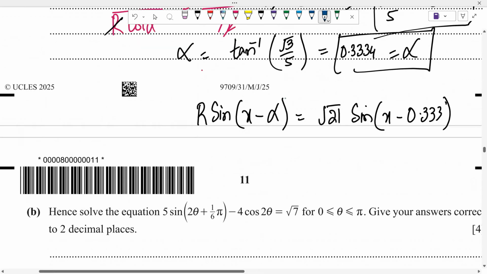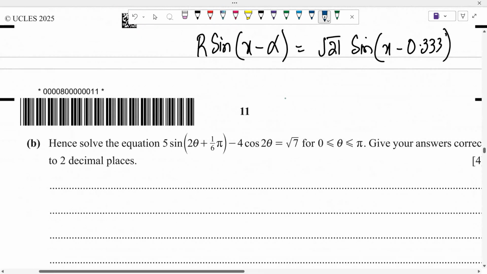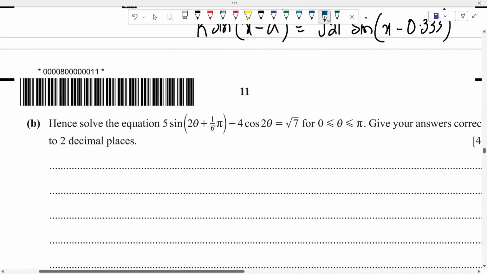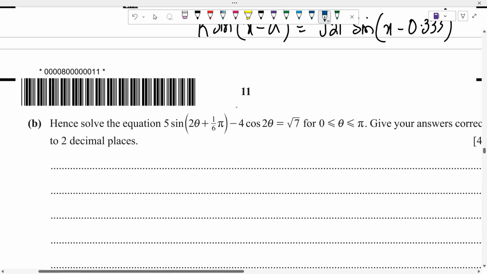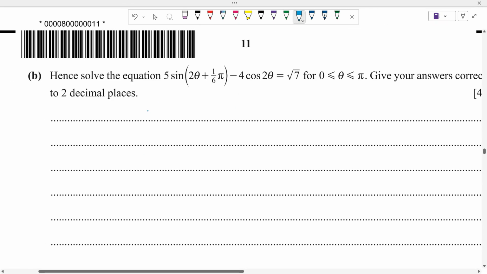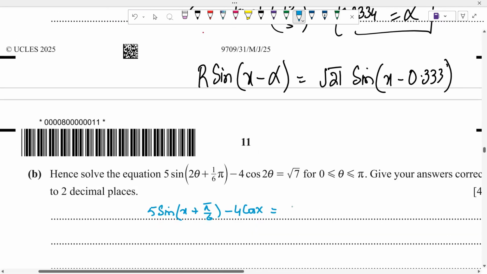Now let's move to part B and solve the equation 5 sine 2 theta plus pi over 6 minus 4 cos 2 theta equals root 7, for theta less than or equal to pi and greater than or equal to 0. Give your answer correct to two decimal places. We just calculated in part A that 5 sine of x plus pi by 6 minus 4 cos of x equals root 21 sine of x minus 0.333 radian.